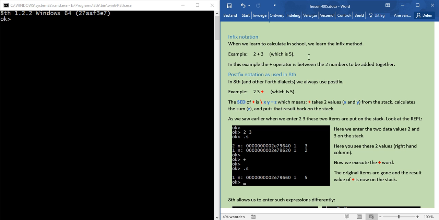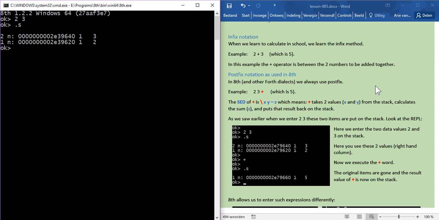Example: 2 3 plus. The 2 and the 3 get entered on the stack, and then the plus takes the 2 and the 3 from the stack, evaluates it and puts the resulting value back. So when I do that at the REPL, I'll first enter 2 and 3 and show it to you. Okay, 2 and 3 are on the stack. Now I issue the plus, and now I'll show you the new stack contents, and you see that the result 5 is now on the stack.